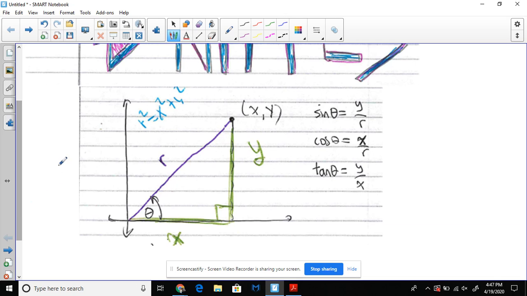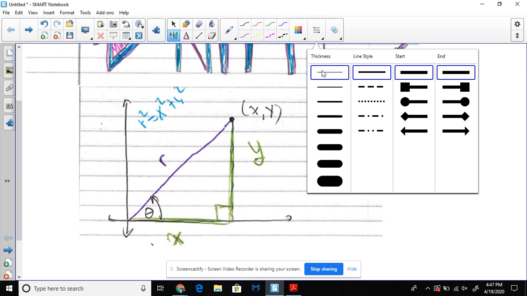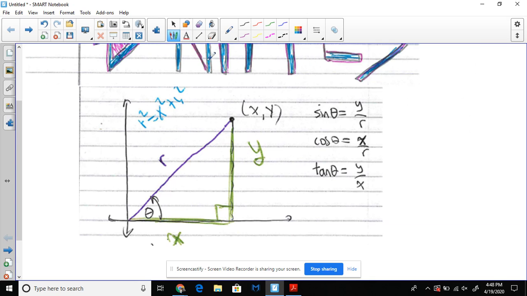So anyways, if you look at our picture here, I've got my initial arm on the x-axis. It swings, and this is my terminal arm, a swing of theta, with x, y, and r. In this quadrant, my ratios are sine theta is y over r, cos theta is x over r, tan theta is y over x. Hopefully by now none of this is weird.